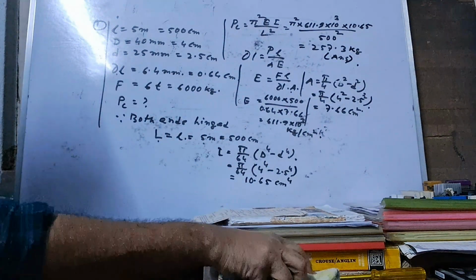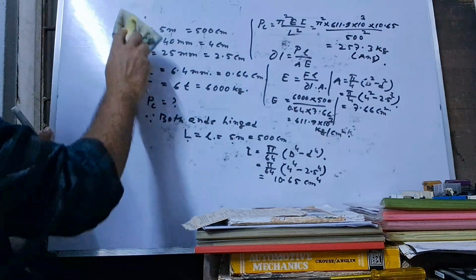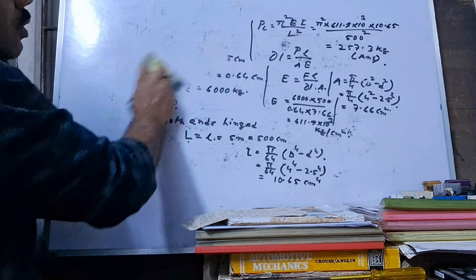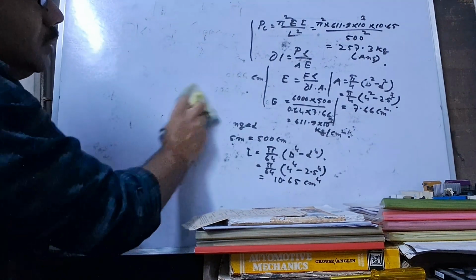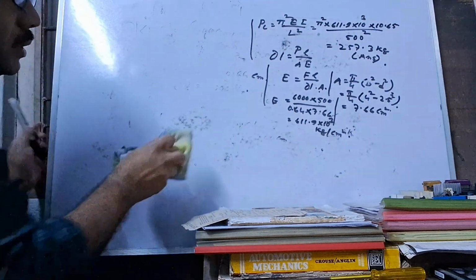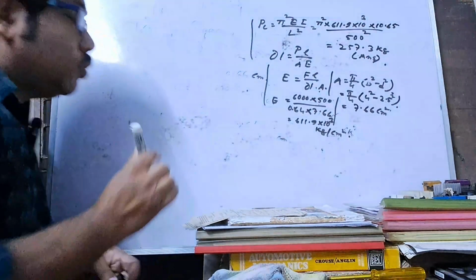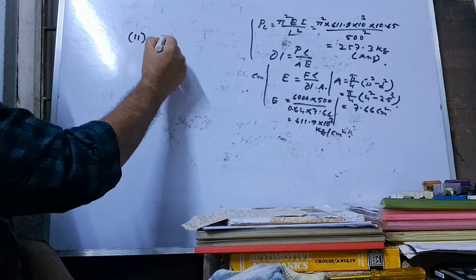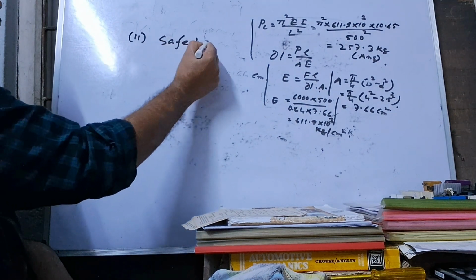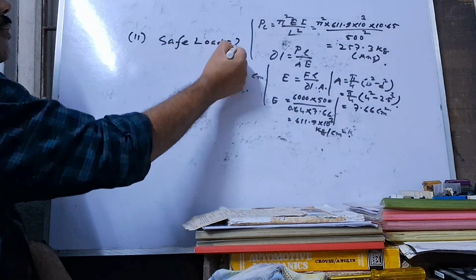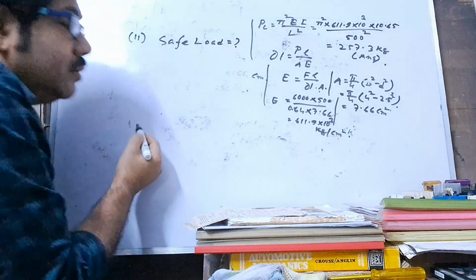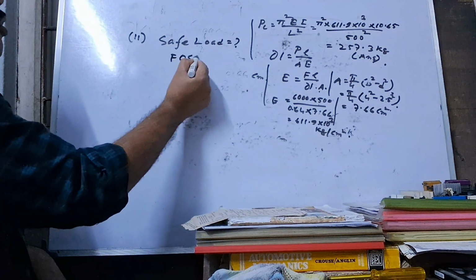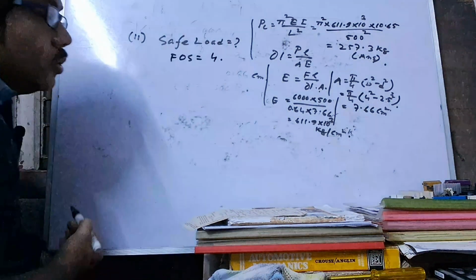Now the second question. Read: also find the safe load when the factor of safety is 4.